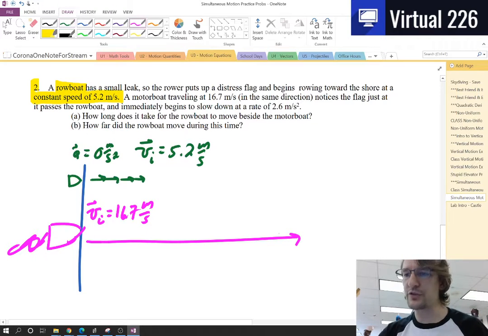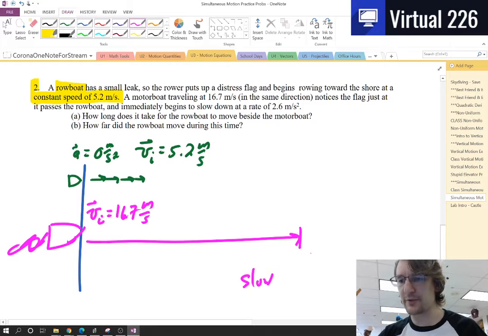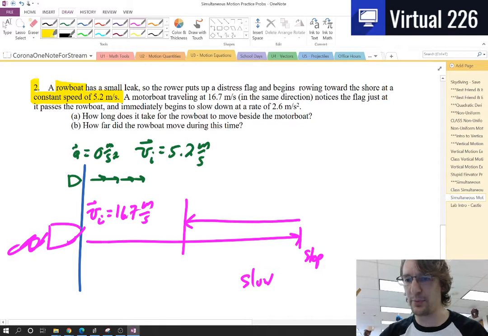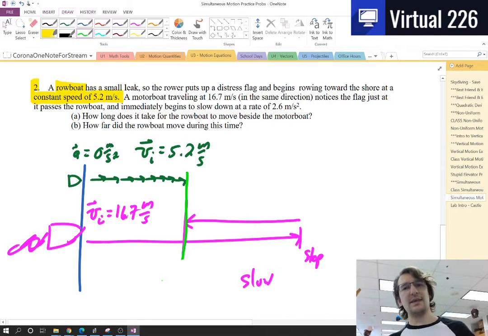And then the motorboat is going to slow down going out here. It's going to stop for a second. And then it's actually going to start moving in the opposite direction. And at some point, as this rowboat is still rowing, they're going to reach the exact same point. And when they reach this exact same point right here, that is the end of this problem.